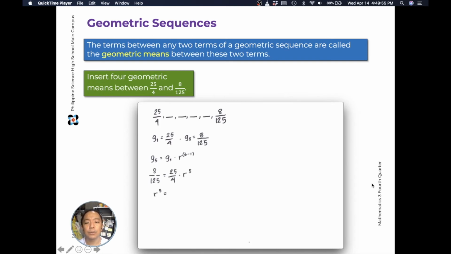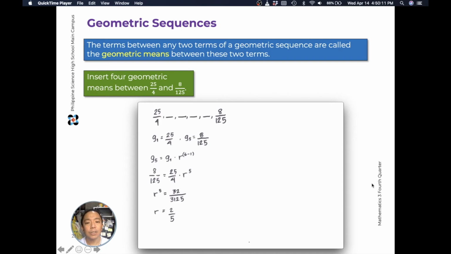So r raised to 5 is equal to 32 over 3,125. So 4 times 8 is 32, and 25 times 125 is 3125. We take the fifth root of both sides and we get that our common ratio is 2 over 5.